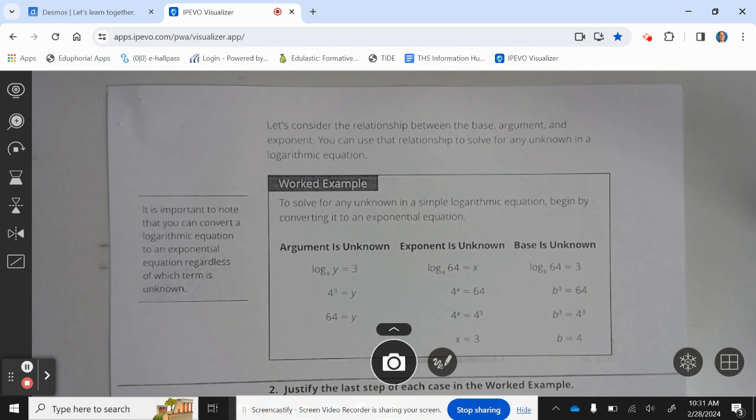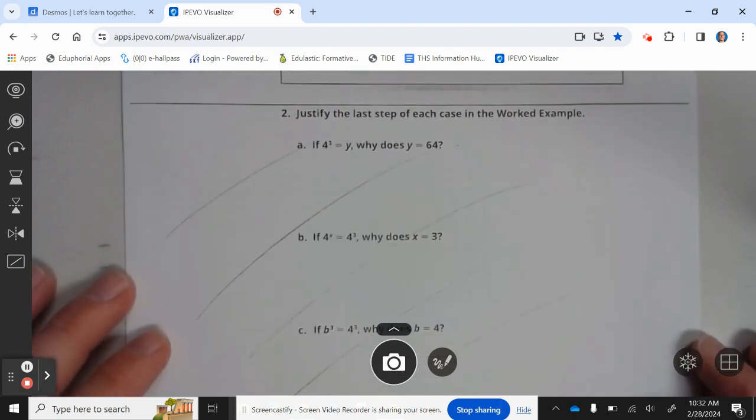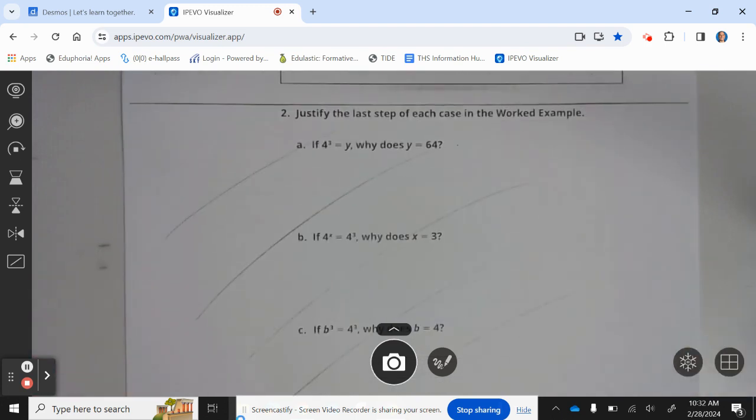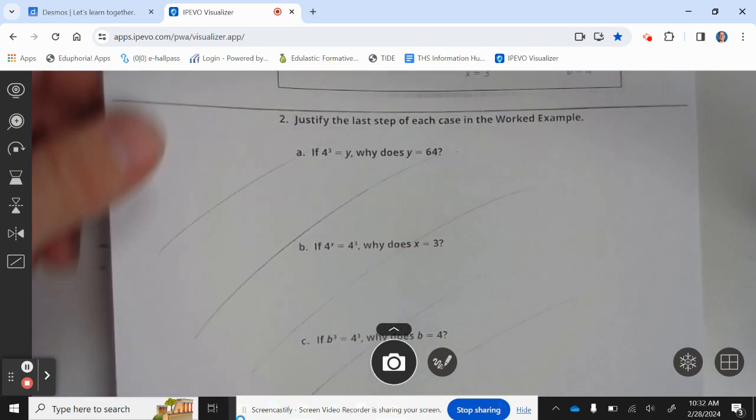Let's consider the relationship between the base, argument, and the exponent. You can use the relationship to solve for any unknown in a logarithmic equation. Go ahead and write down or read over the worked example. All right, go ahead and mark out 2A, B, and C. Let's take a look at the next page.